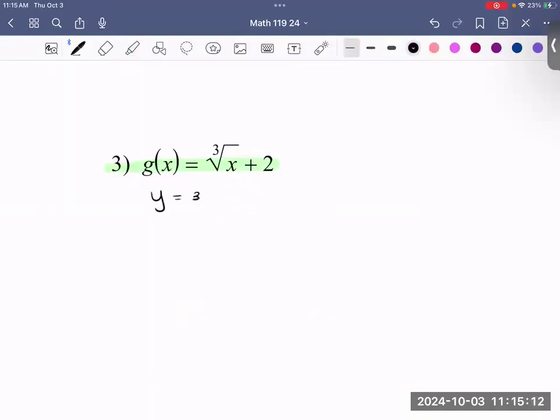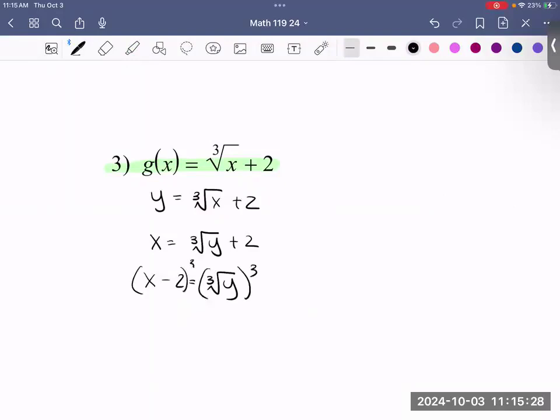So y equals the cube root of x plus 2. x is equal to the cube root of y plus 2. Subtracting 2 to the other side, we get the cube root of y alone. To undo the cube root, we're going to cube it all. So we have y is equal to (x minus 2) cubed, or f inverse of x is equal to (x minus 2) cubed.